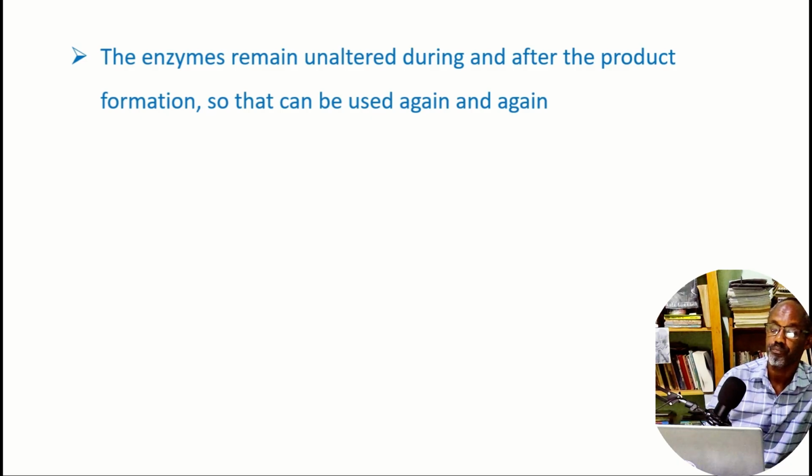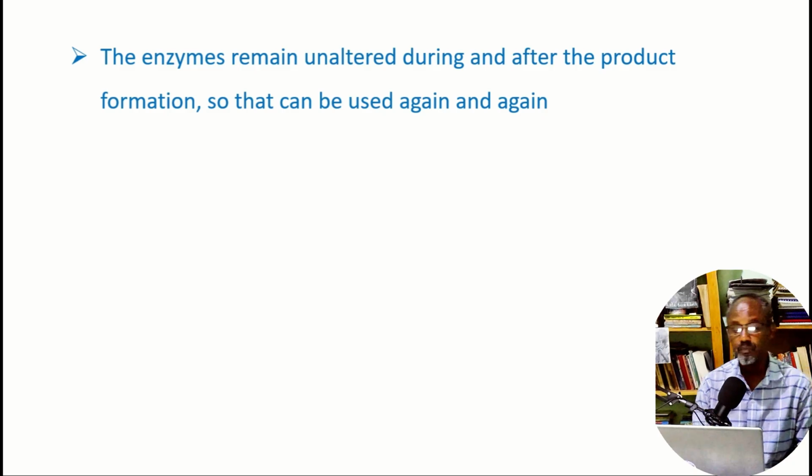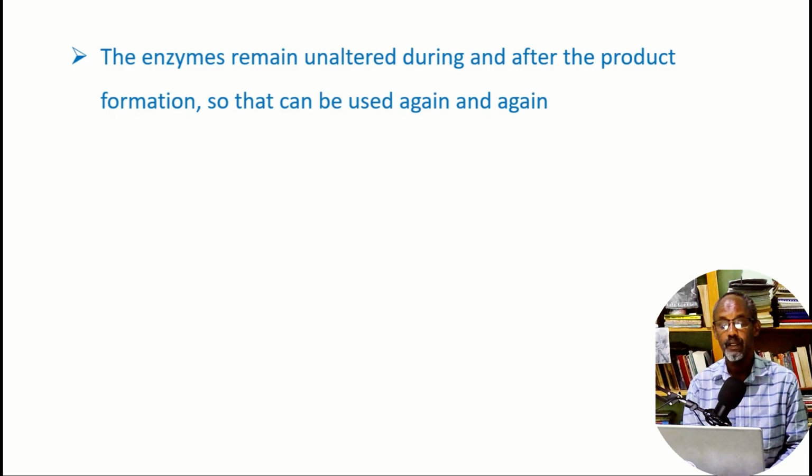The other property of enzymes: enzymes remain unaltered during and after the product formation. I have already mentioned this property. Of course, enzymes are unchanged at the end of the reaction, or they don't bring change in themselves. So, if they are not changed at the end of the reaction, they catalyze, so they can be used again and again. We can use them, of course. Are we using them forever?